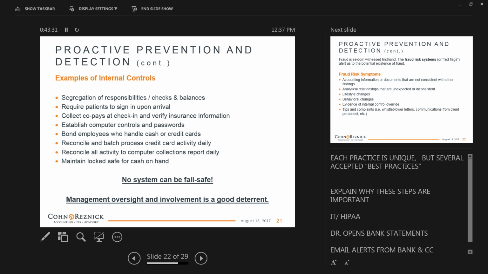Well, that's not a healthy system to deter fraud and abuse in the practice. One quick point about the last item, a locked safe for keeping cash on hand. Vinny's smiling at me right now.